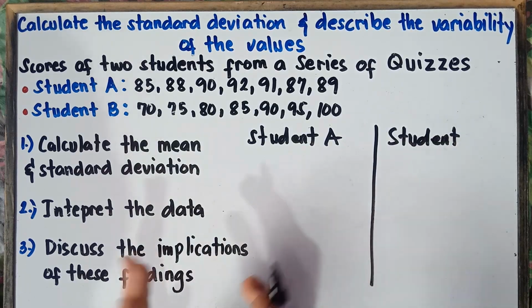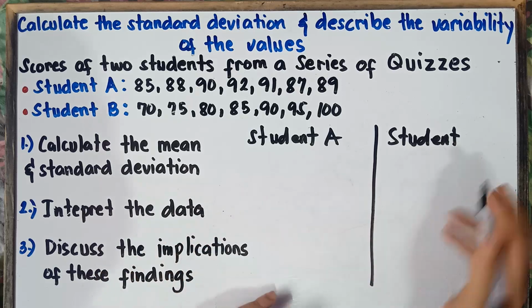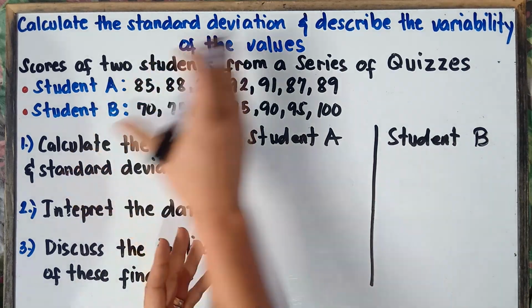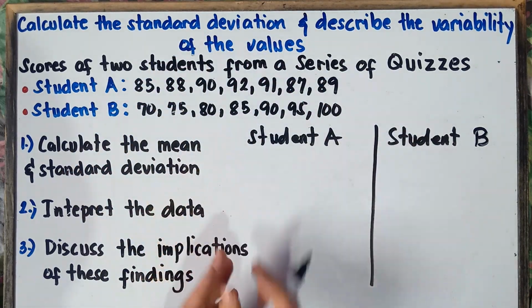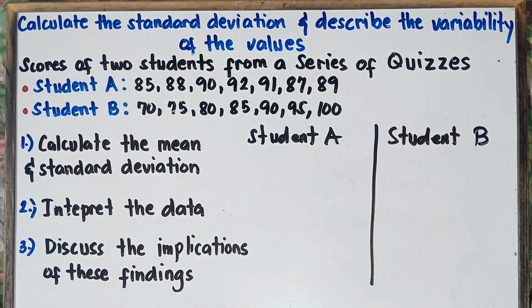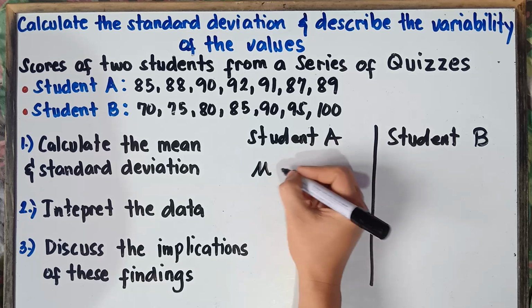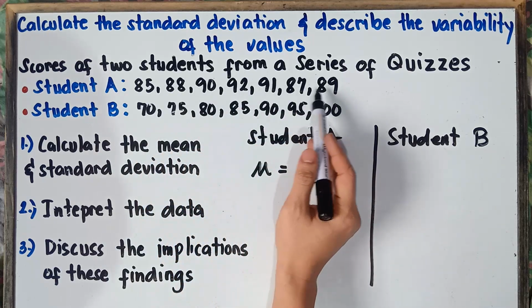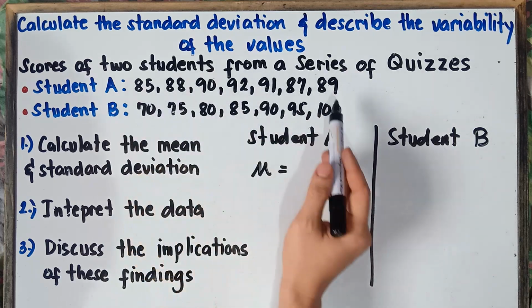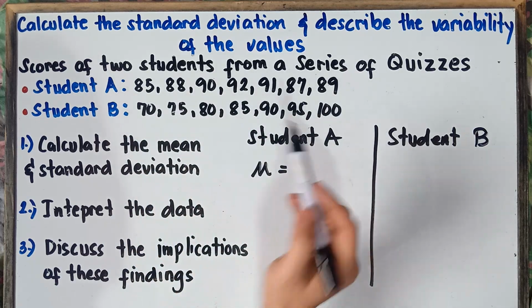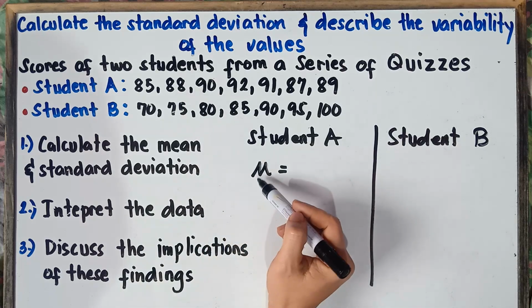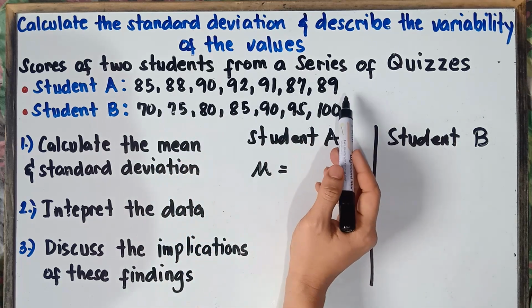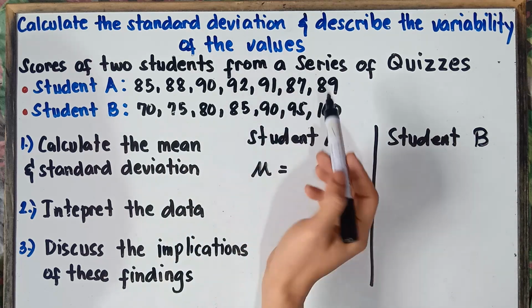So once again, we are using the population standard deviation because we have given complete data for A and B. For student A, to get the population mean, simply add the samples divided by the total number of samples. Same with the mean, class.